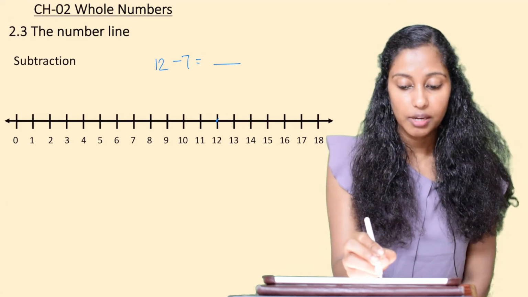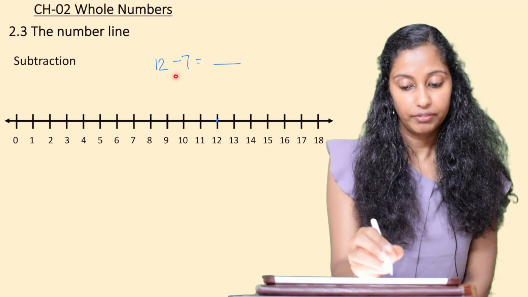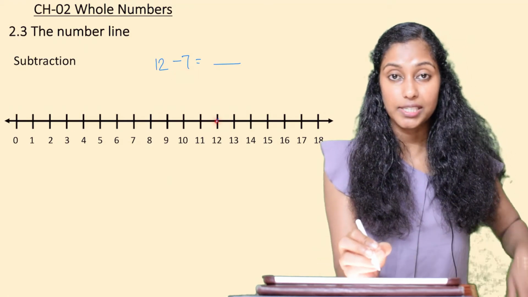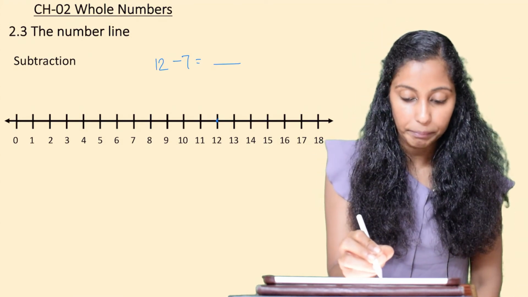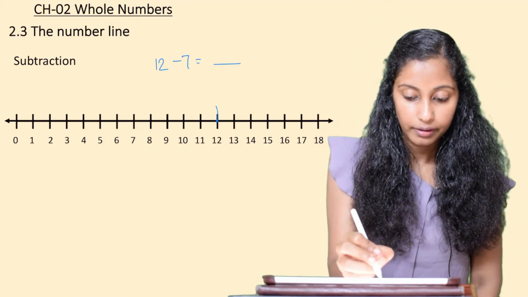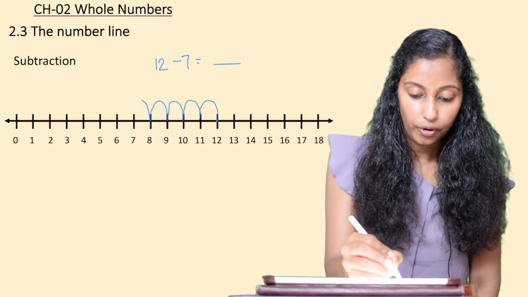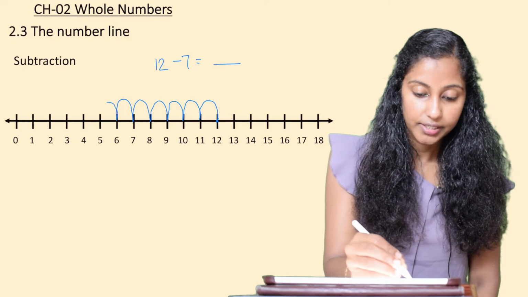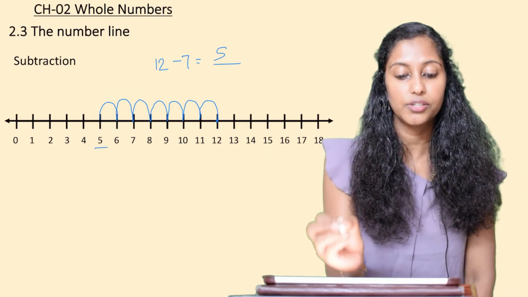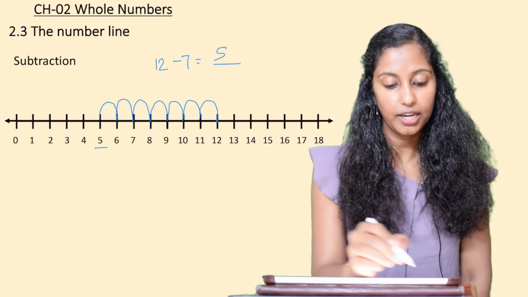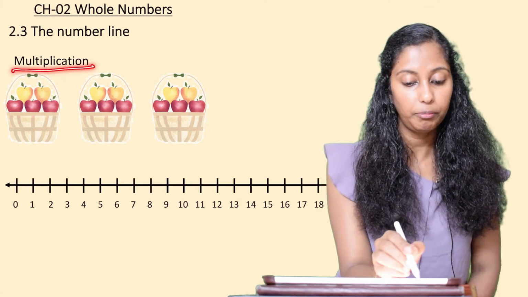So in subtraction we take one example, that is 12 minus 7 is equal to. So here the first number is 12, so we start from 12 and we have to do minus 7. We take 7 steps towards the left hand side, because in subtraction the number reduces, so we go behind. So 1, 2, 3, 4, 5, 6 and 7. So when we go 7 steps backward, we see the answer is 5. This is how we do subtraction using the number line.